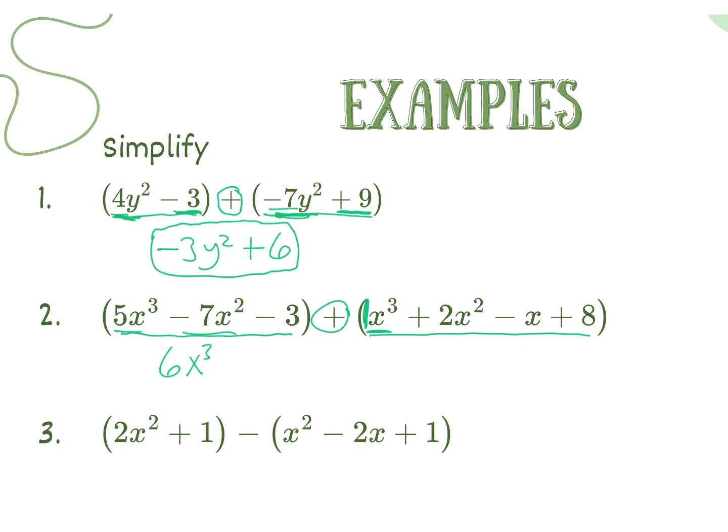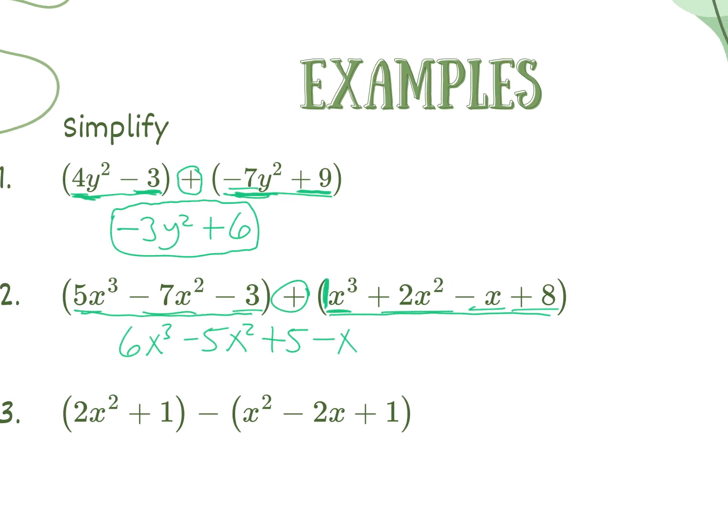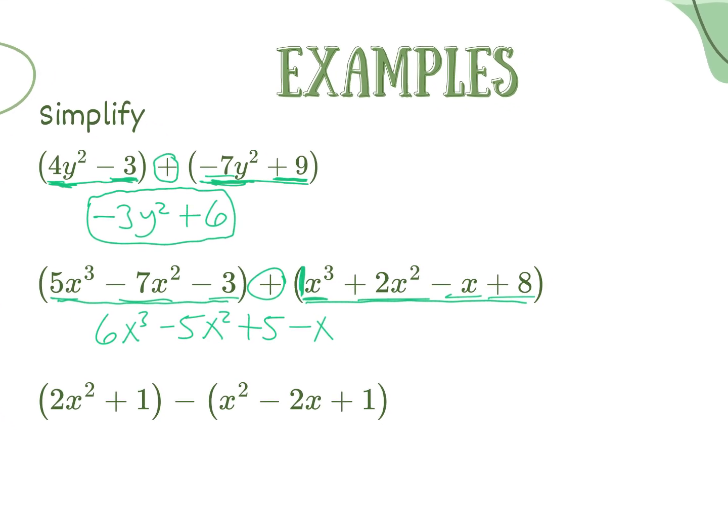And then I have an x squared. I do see another x squared over here, 2x squared. So negative 7 plus 2 is going to get me a minus 5. And then again, keep the variable and exponent the same. And then I have a negative 3 with no variable. This 8 also doesn't have a variable, so it's going to be a plus 5. And then I have a minus x. All right. So the answer is fine like this.